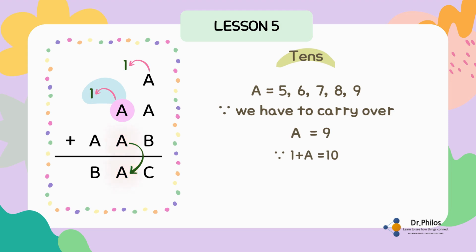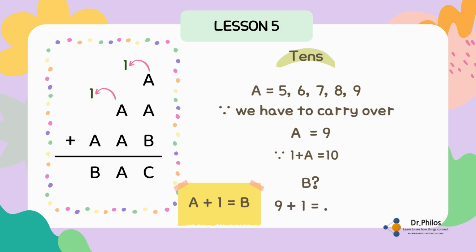Then, what can we find out next? B. Because B is 1 more than A. Oh. Wait, that's wrong. Think about it slowly. Where did it go wrong? I can't find where I made a mistake.